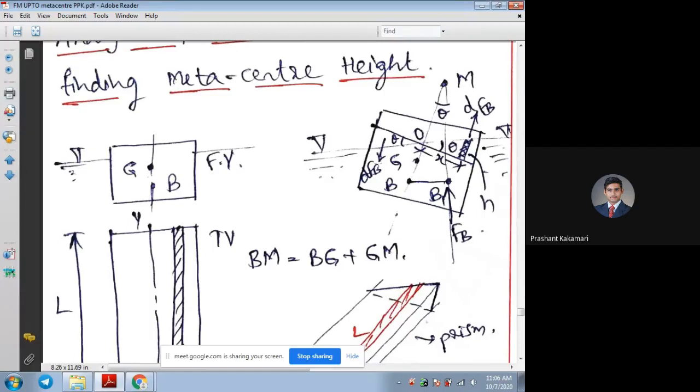Are you understanding? In neutral position, if you consider the buoyancy point, it is Fb, and there is no buoyancy or small buoyancy force generated anywhere because it is neutral.